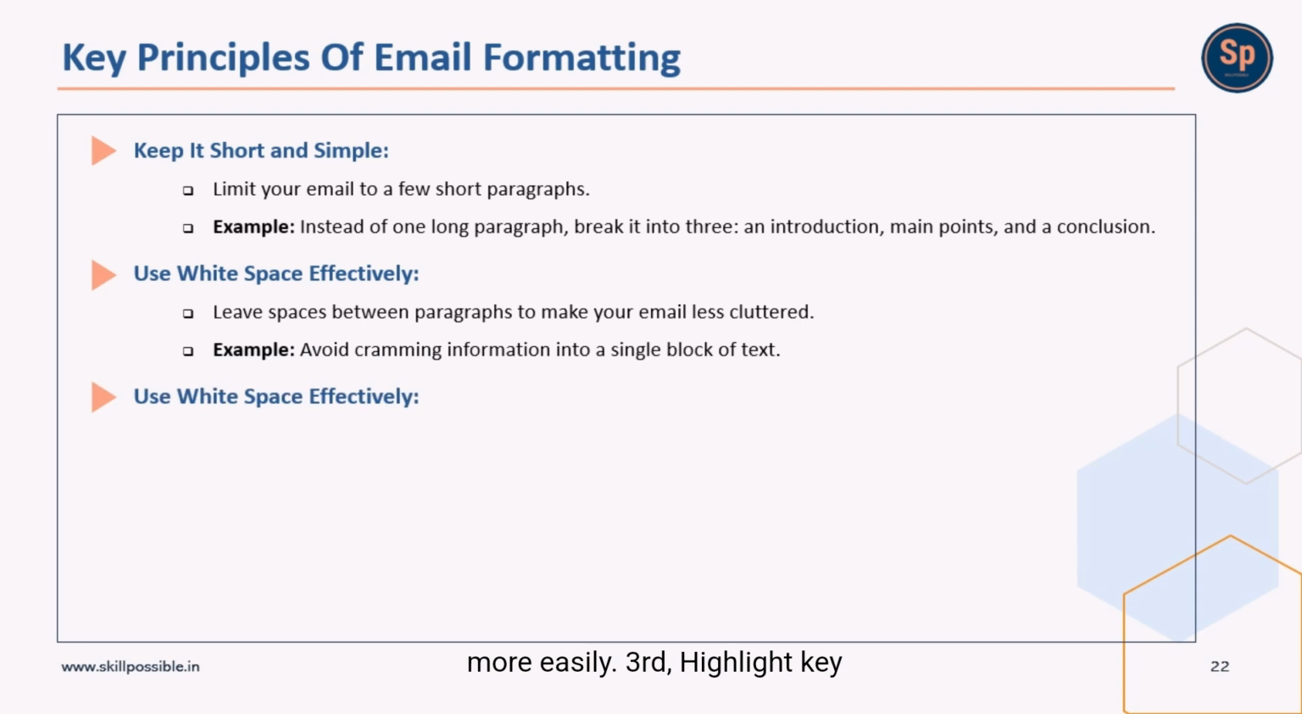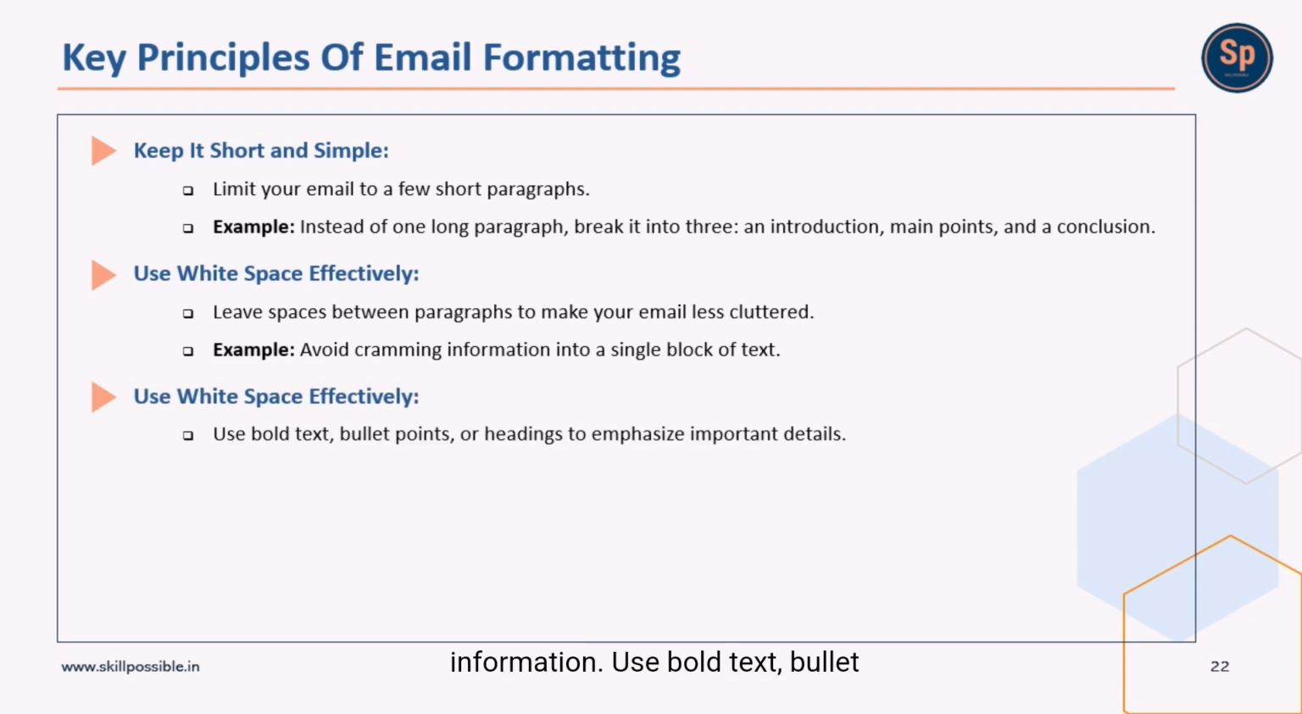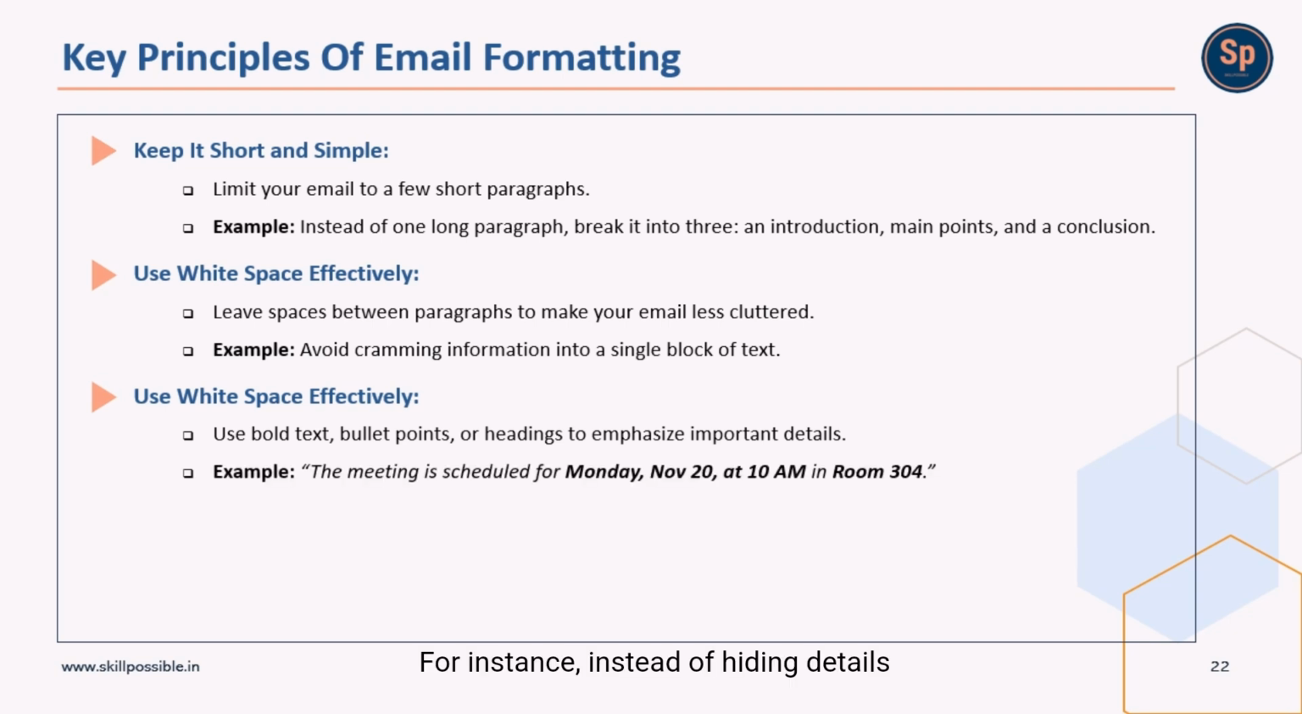Third, highlight key information. Use bold text, bullet points, or simple headings to draw attention to the most important parts. For instance, instead of hiding details inside a paragraph, clearly write, "The meeting is scheduled for Monday, 20th November, at 10 a.m. in room 304." This helps your reader find what matters fast.